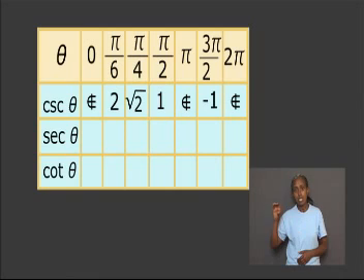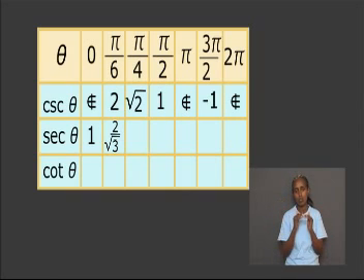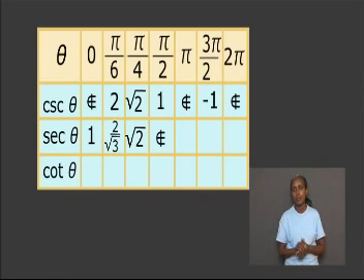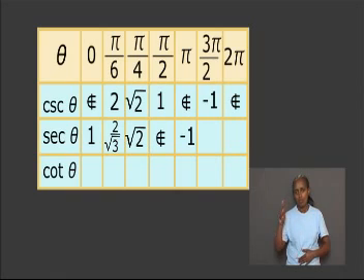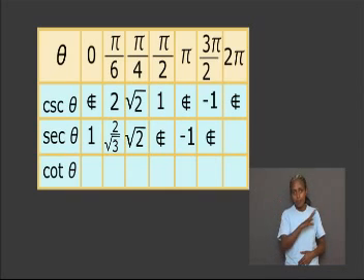The secant of 0 is 1. Of pi over 6 is 2 over the square root of 3. Of pi over 4 is the square root of 2. Of pi over 2 is undefined. Of pi is -1. Of 3 pi over 2 is undefined. And of 2 pi is 1.